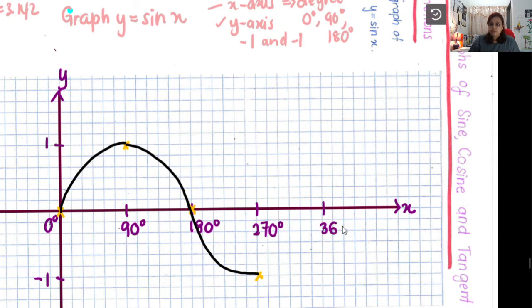Okay. If you realize this before I realize, very good. That means you know what you're doing. Okay, here 270 and then up here 360. Okay, now it's correct. So as you can see the shape.